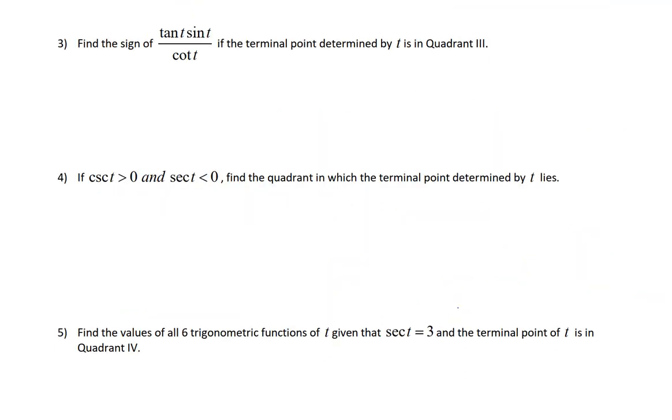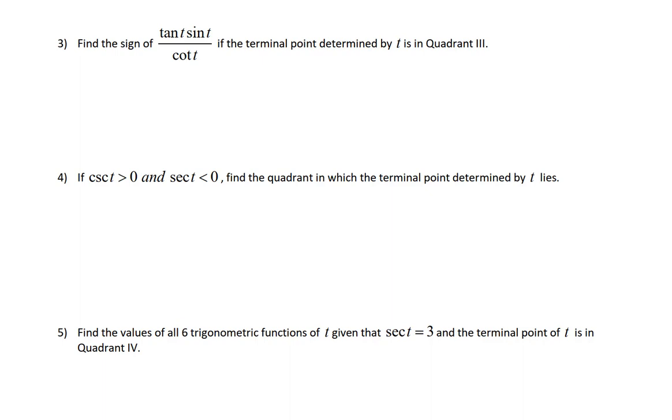All right, let's keep moving with some more examples. Number 3 says find the sine of, and then it gives us this expression. It's a fraction where the numerator is tangent of t, sine of t, and yes, we can assume that those are being multiplied together if they're just written next to each other. So tan t, sine t means tan t times sine t, all over cotangent t as the denominator, if the terminal point determined by t is in quadrant 3.